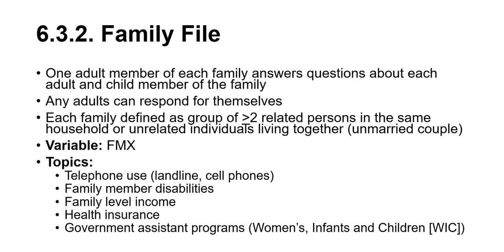The variable used to identify families is the FMX variable, and some other topics that are included within the family file are telephone use, family member disabilities, family level income, health insurance, and government assistance programs, such as WIC. In the past, when I've used data from the family file, it is typically to denote the family level income versus individual income that is collected in the sample adult file.